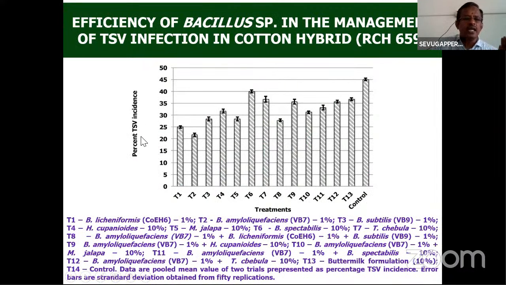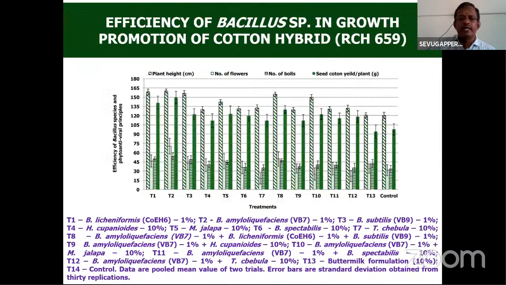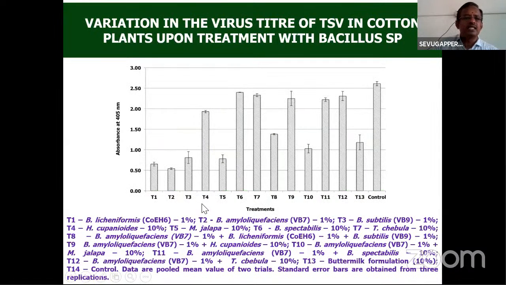Likewise, it was also applied under field conditions, where Bacillus amyloliquefaciens was applied in the cotton hybrid RCH659, which is susceptible to tobacco streak virus. The percent TSV incidence, the tobacco streak virus incidence, was around 22%, whereas in the untreated control it was around 45%. So there was a 50% reduction in virus establishment, and plant height was also increased by the application. Besides that, variation in the virus titer was also observed.